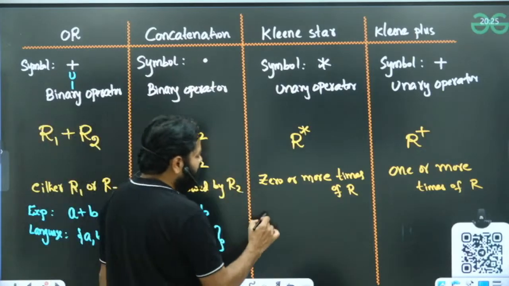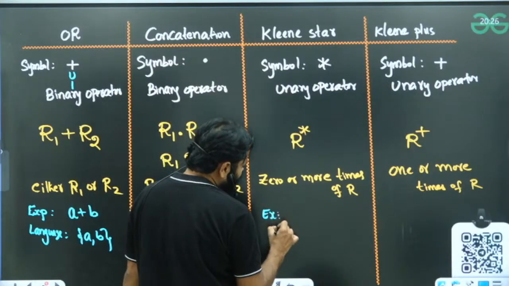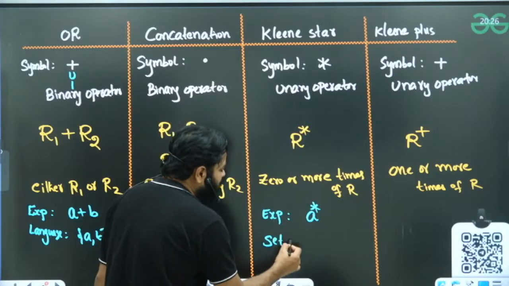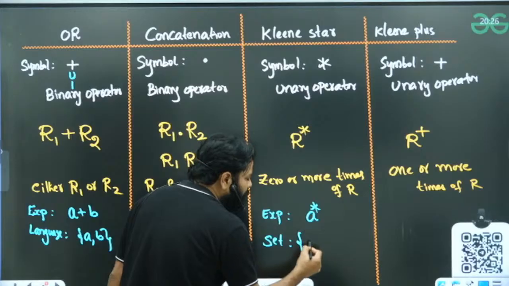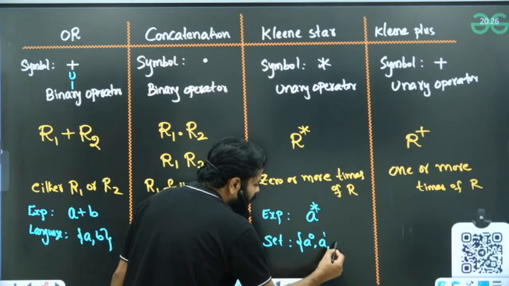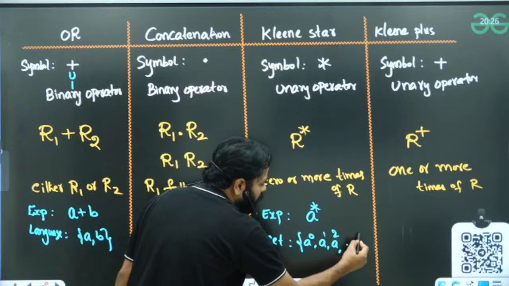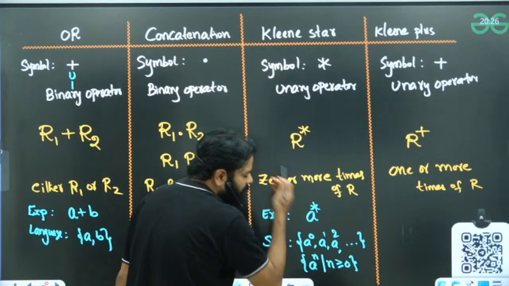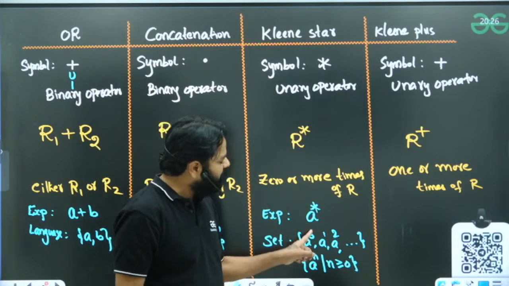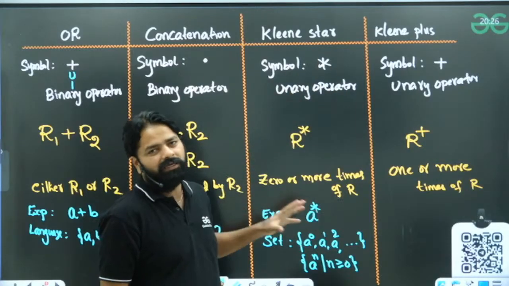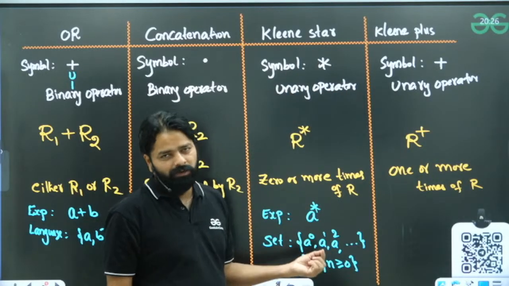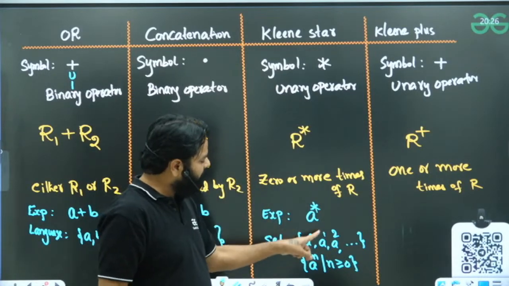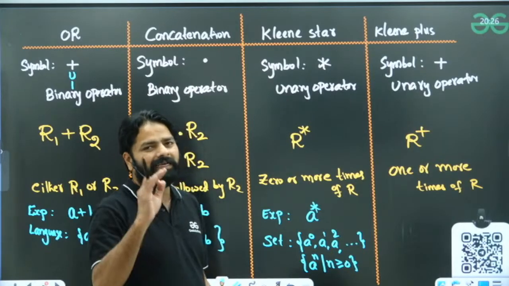Here, if you take the expression A star, this A star can generate a language which has A power 0, A power 1, A power 2 and so on, which is the same as A power n such that n is greater than or equal to 0. And A power 0 here represents epsilon. Anything power 0 in our TOC, we assume it as epsilon, because 0 symbols of any expression will be epsilon. Remember this point.